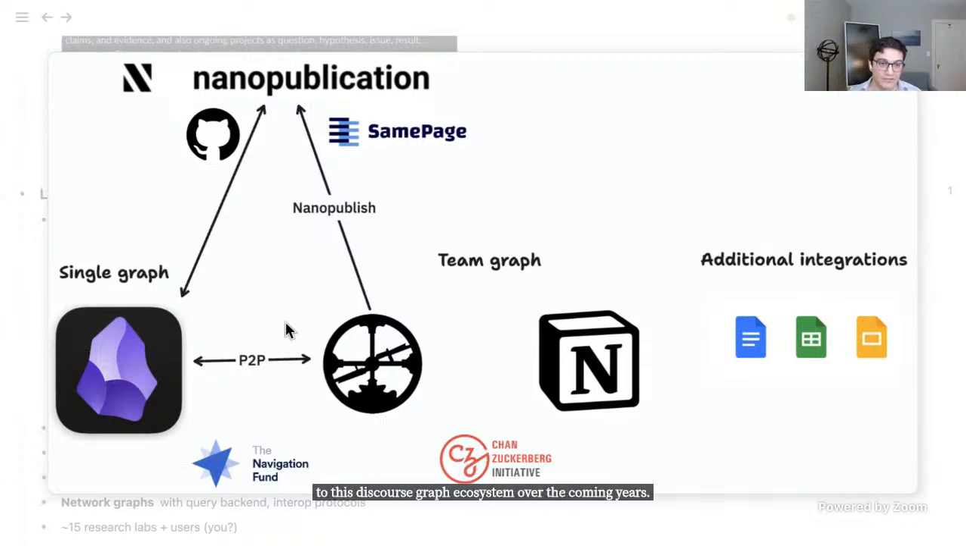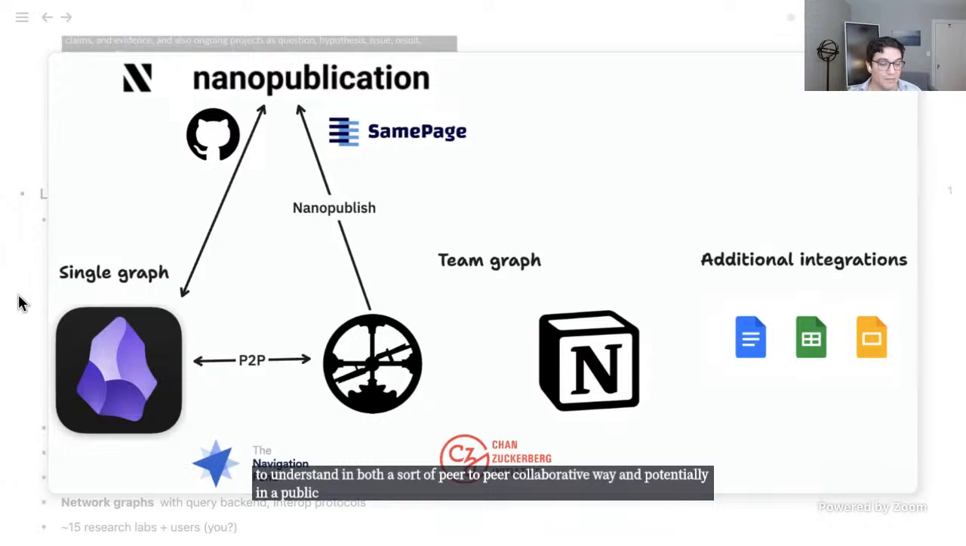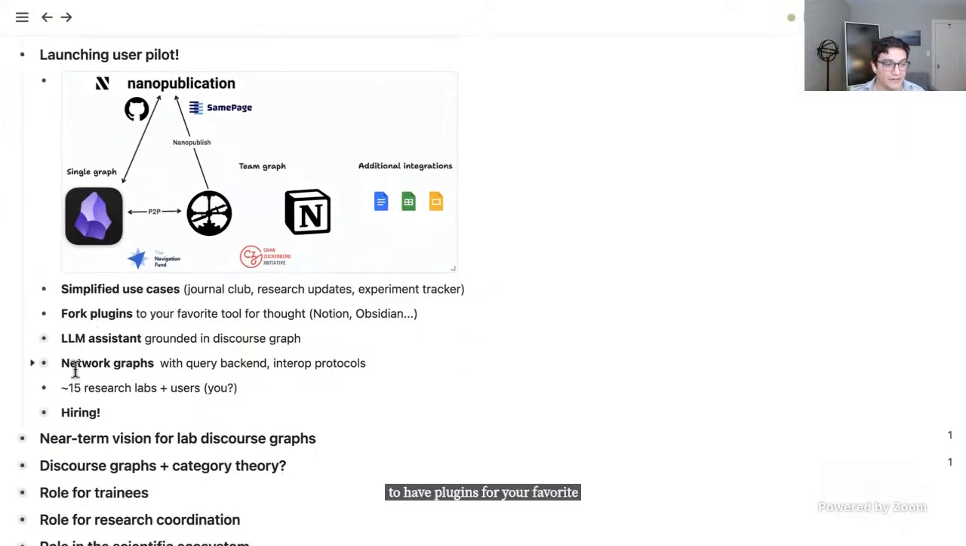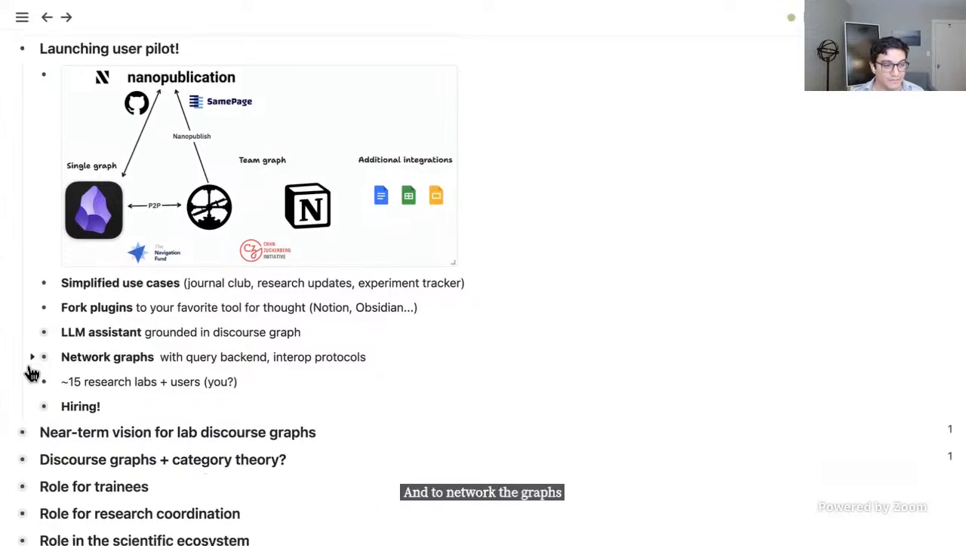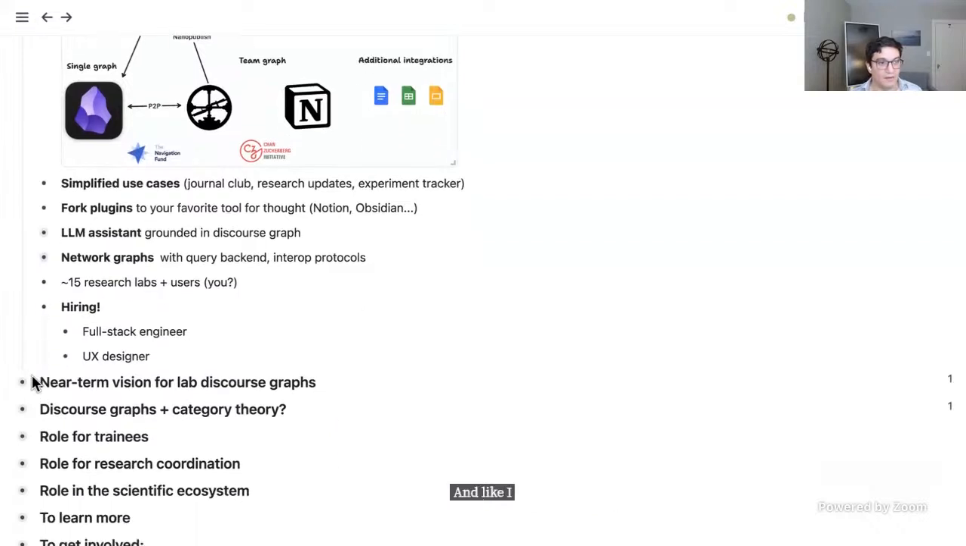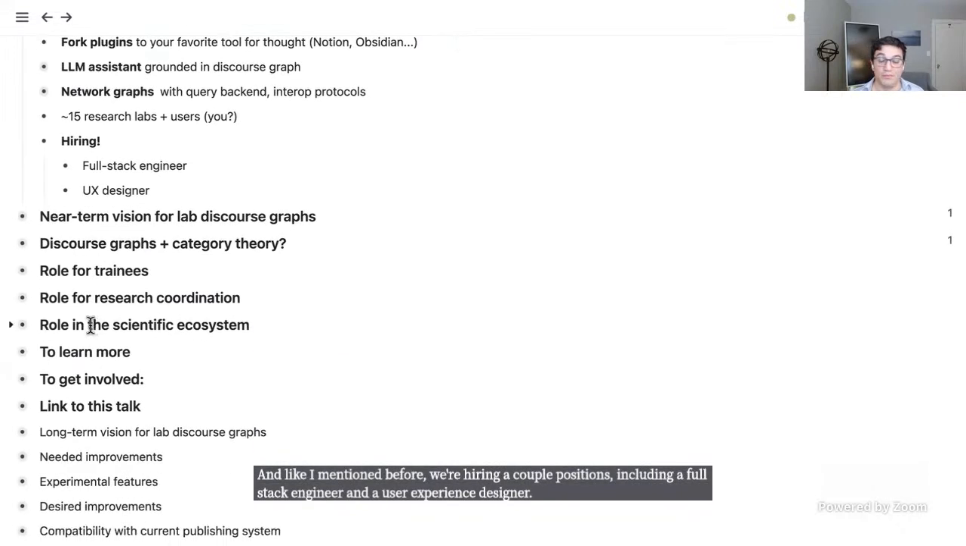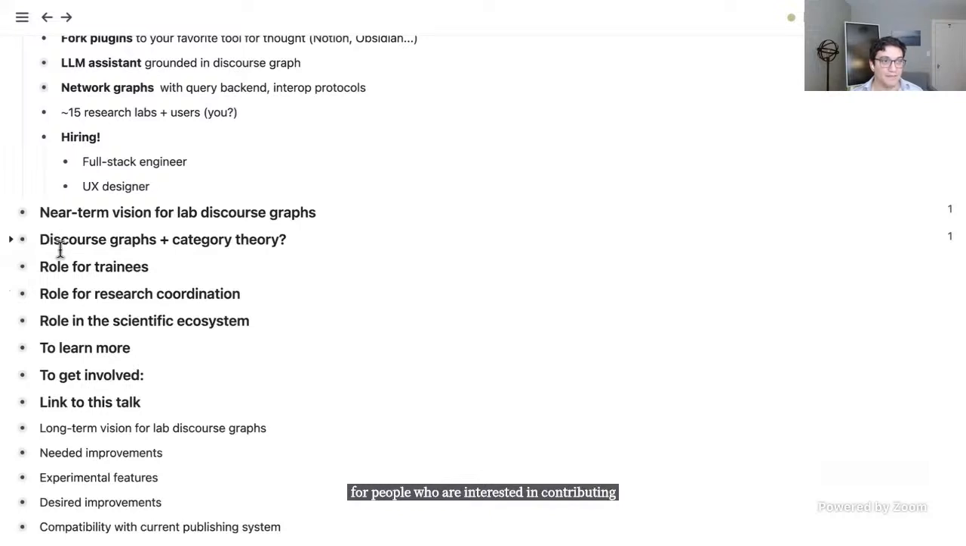We'll also experiment with ways to allow researchers to share individual elements of the discourse graph in a modular way with sufficient context for other people to understand, both in a peer-to-peer collaborative way and potentially in a public nanopublication framework as well. So the key elements are to have simplified use cases, to have plugins for your favorite tool for thought, and to network the graphs between each other. And like I mentioned before, we're hiring a couple of positions, including a full stack engineer and a user experience designer, for people who are interested in contributing to this project and helping to develop accessible discourse graph tooling.